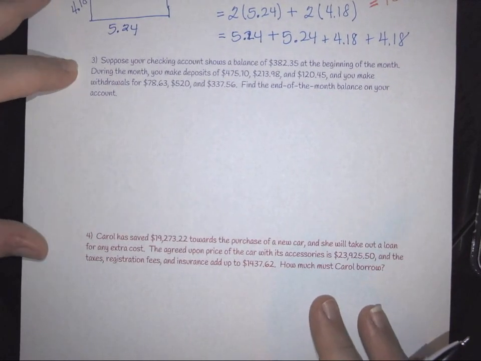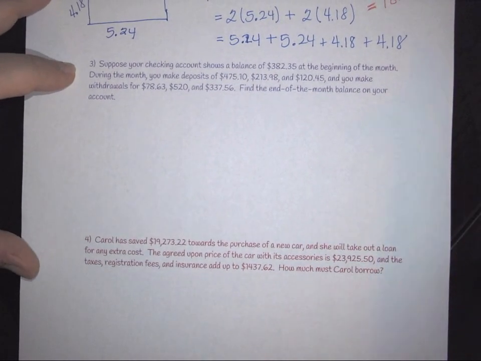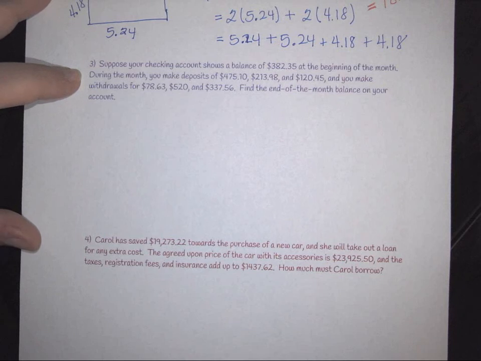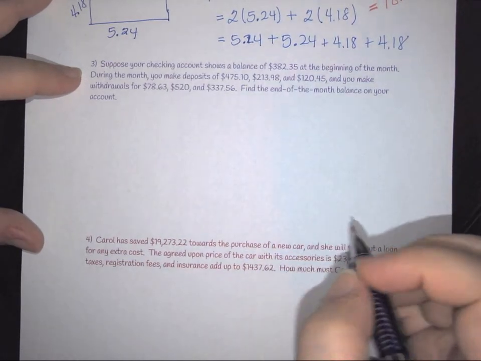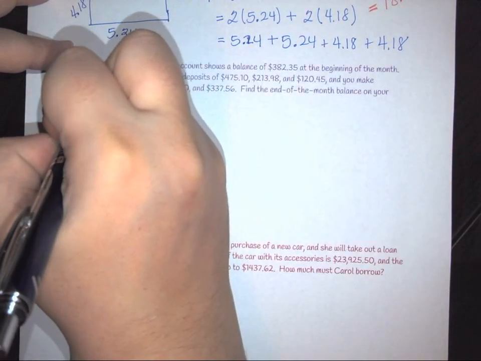Now let's suppose that your checking account shows a balance of $382.35 at the beginning of the month. During the month you make deposits of $475.10, $213.98, and $120.45. And you make withdrawals for $78.63, $520, and $337.56. The question wants to know the end of the month balance on your account. So the first thing we have to do is keep track of what we did.